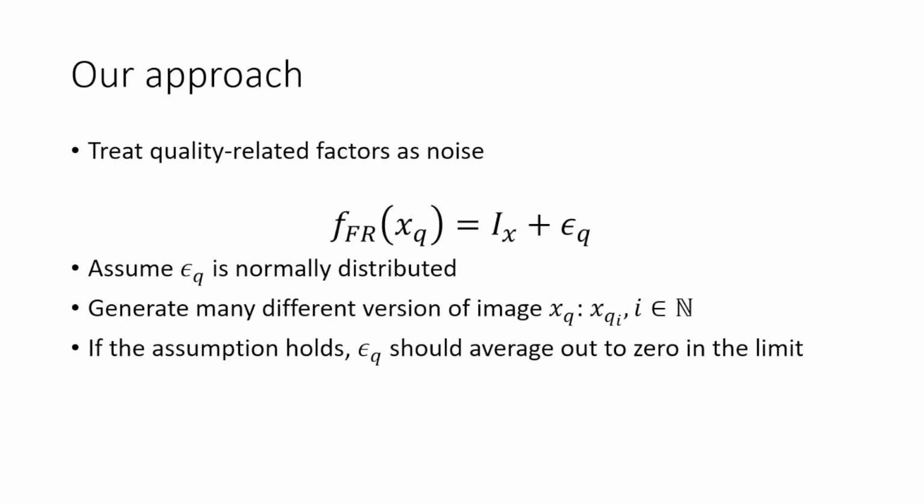And we do this by treating a given face template as representing identity information, which is marked as IX, corrupted by noise due to image quality factors, which is marked as epsilon G. So to get rid of the noise, what we do is we generate many different quality versions of the same image. So if the noise is normally distributed, it should average out to 0 as the number of images generated is increased.